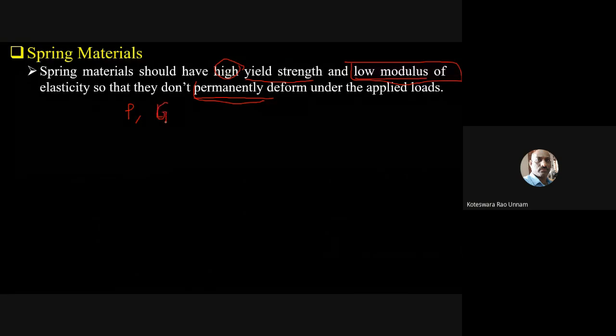Then the next characteristic requirement is low modulus. What does it indicate? Low modulus, in the sense, for a given load P, modulus means elastic modulus or shear modulus. You can say shear modulus or elastic modulus, Young's modulus, that is E. Shear modulus is G. If these are low, obviously our delta is high. That means these two are inversely proportional.